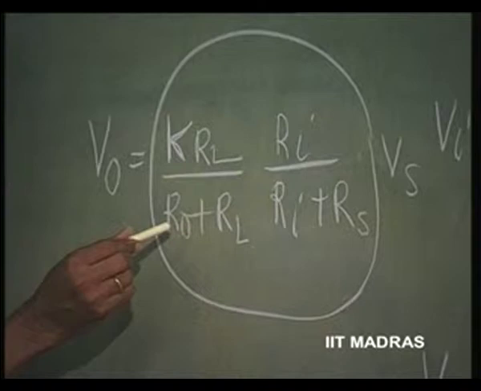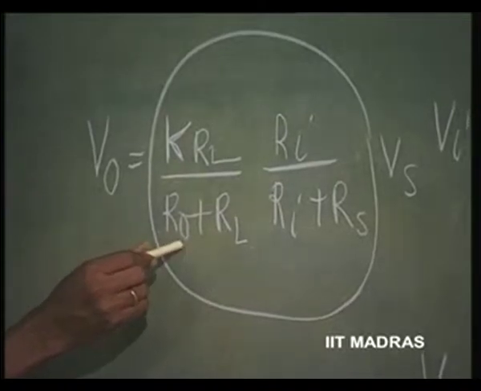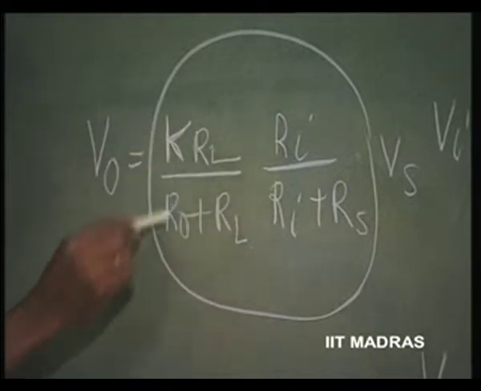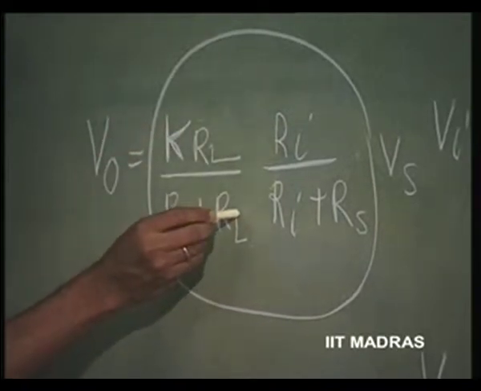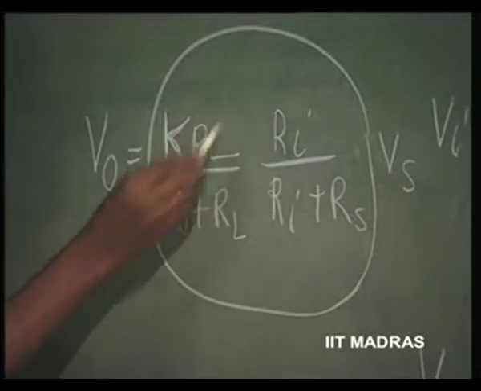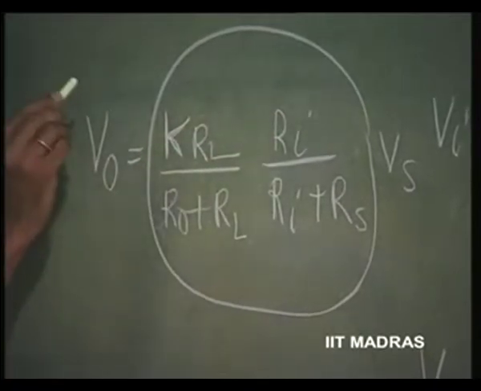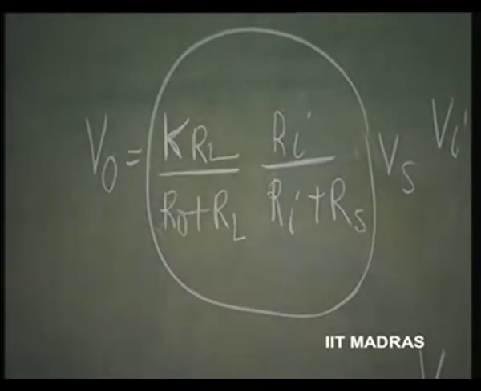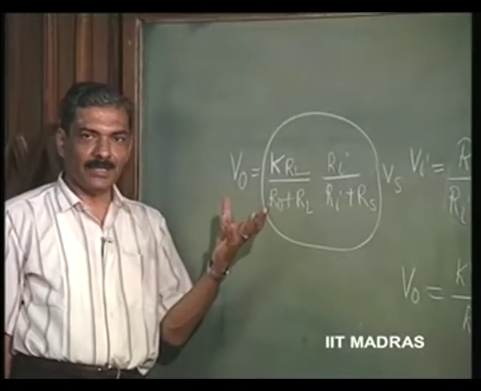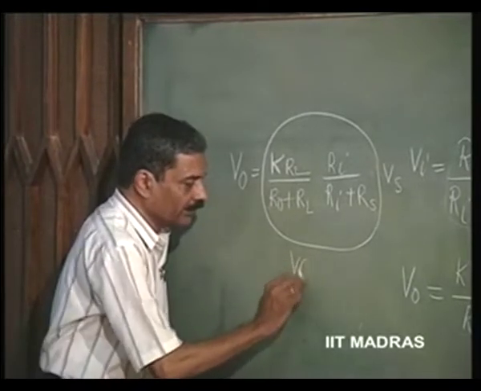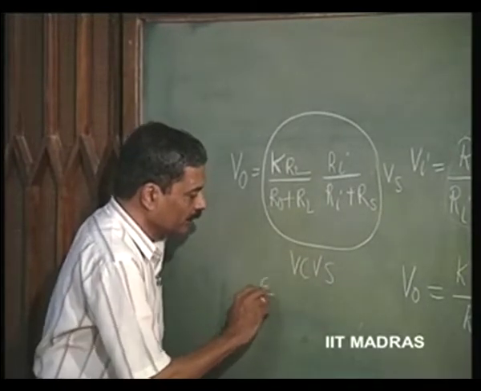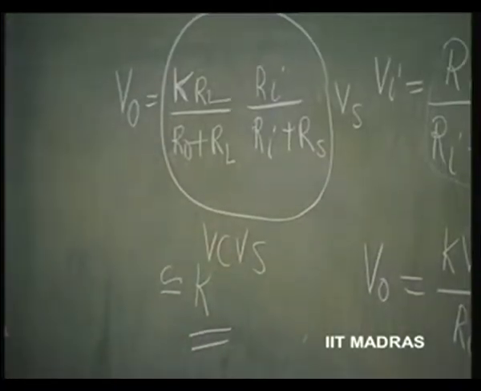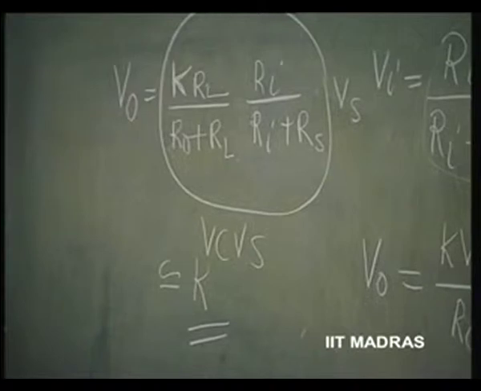Had it been an ideal voltage source at the output, then R naught would have been very small compared to R L, and this factor would have been very close to 1. The output voltage is then very nearly equal to the open circuit voltage gain times the source voltage. So, if you have a good amplifier which is a voltage controlled voltage source, this is going to be very close to k, which is the open circuit voltage gain.